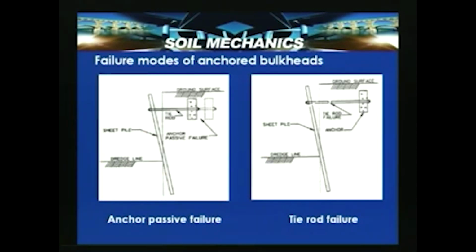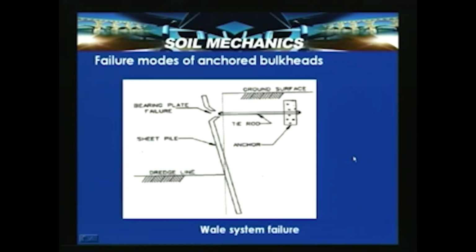So this is a tie rod failure which is shown here. Here the anchor actually has adequate resistance, but the tie rod has very low strength, so tie rod failure can occur. Another mode of failure is called whale system failure, where the entire system is adequate, but if a bearing plate failure occurs at this point, then we have a possibility of failure, which is also called whale system failure.